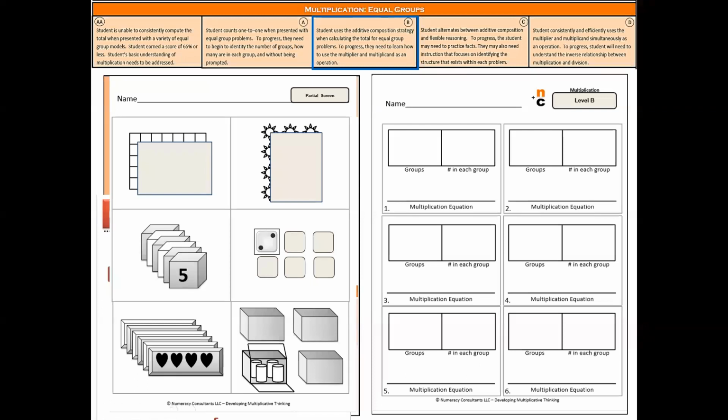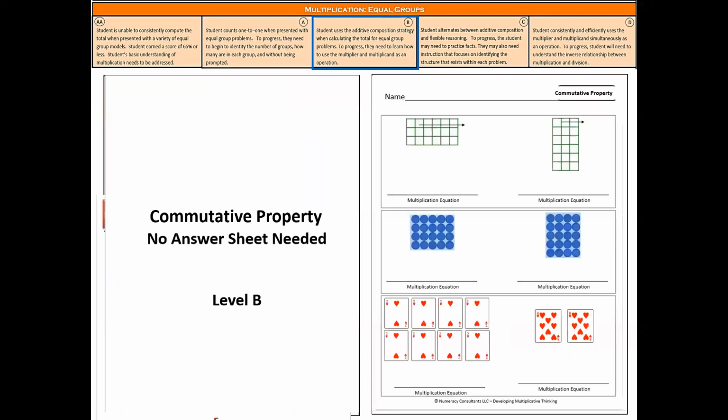There's only 6 problems. You're watching them work on this, so you can sort of problem solve and troubleshoot any problems that they may have. And again, for the commutative property, it says no answer sheet needed. You don't need an answer sheet for that. You would just print this up. And for some of the things in the multiplicative thinking book, you need the answer sheet. Other things you don't. It tells you if you do or not.